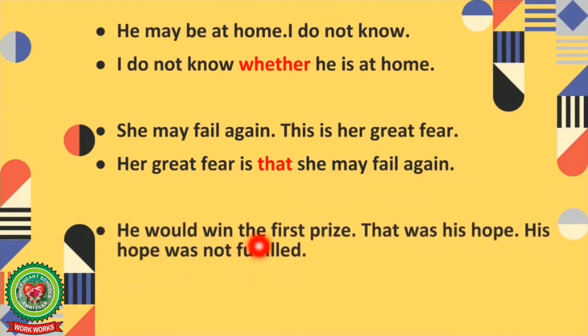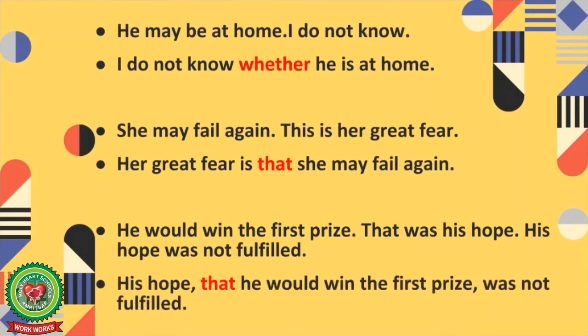He would win the first prize. That was his hope. His hope was not fulfilled. Students, now what was his hope? That he would win the first prize. So we can join these sentences as his hope that he would win the first prize was not fulfilled. I hope you have understood how to join two simple sentences using noun clause.